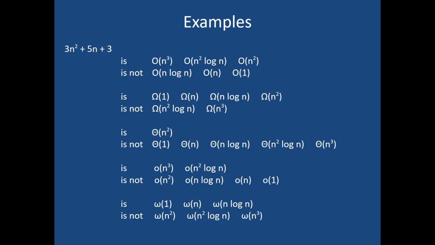And you can see it's bounded from below by 1 and n log n and n squared. So it's omega of all those things. It's not omega of n squared log n, and it's not omega of n cubed. So look at that and see if there are any questions about why it's not true, or why it's true.